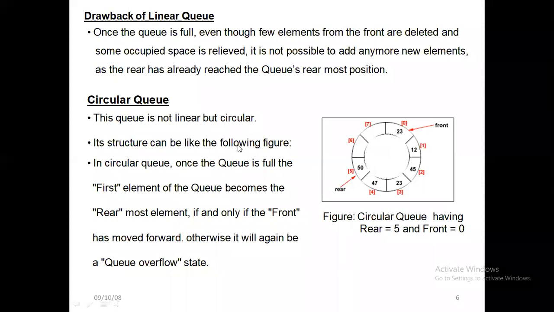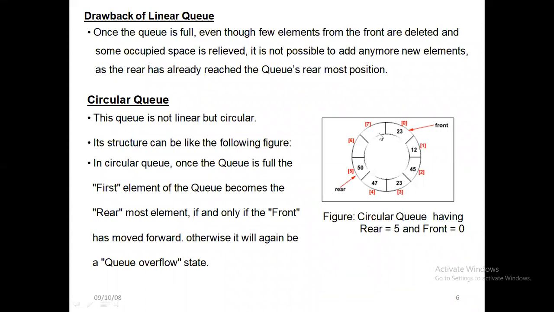So you can see here. Once the queue is full, in the previous linear example, there is no chance to add any more. But here there is a chance. Once there is a vacancy at the front, if 1 or 2 elements were deleted at the front, for example 23 is deleted, I can add at the 0th location once the 7th location is filled.